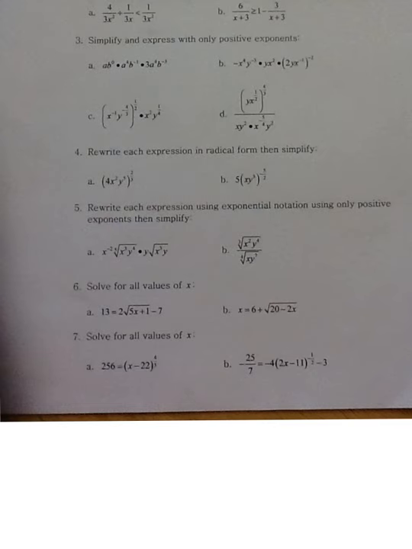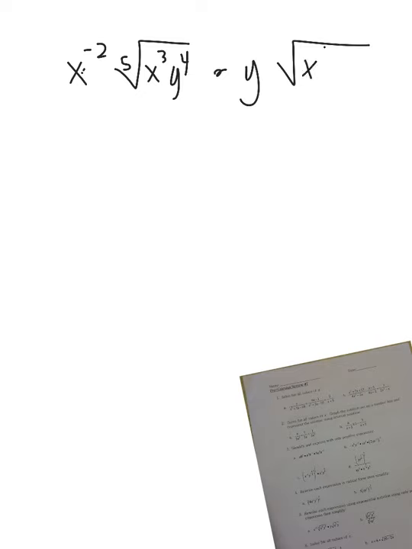Okay, so 5 is to rewrite, and you want to use exponential notation, so you're going to put it back into power over the root. And then any place where you can simplify, you're going to simplify. All right, so let's take a look at 5a. All right, so 5a is x to the negative 2, the fifth root of x to the third, y to the fourth, times y, the square root of x to the third, y.